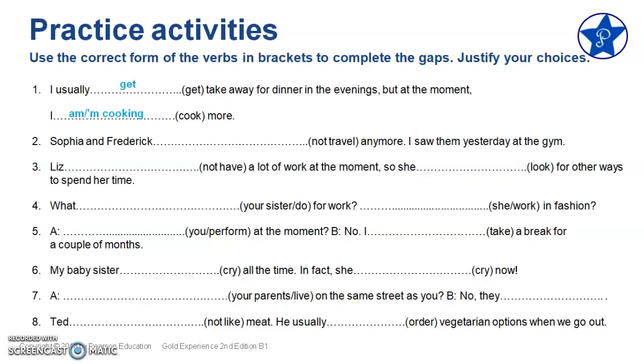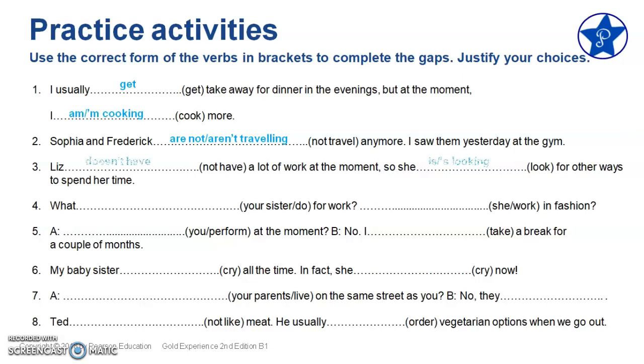Now think about sentences 2 to 8. You can pause the video now if you want to think about them. And in 5 seconds I'm going to show you the answers. Alright, Sophia and Frederick aren't traveling anymore. I saw them yesterday at the gym. This is something happening now. They are not traveling.